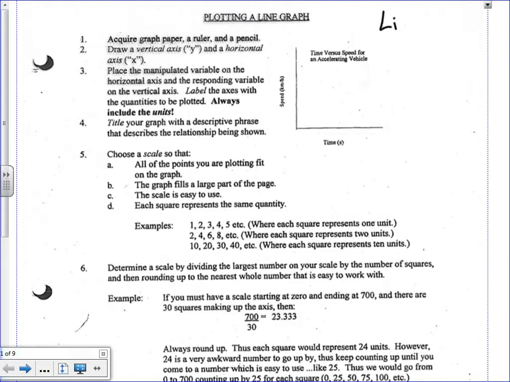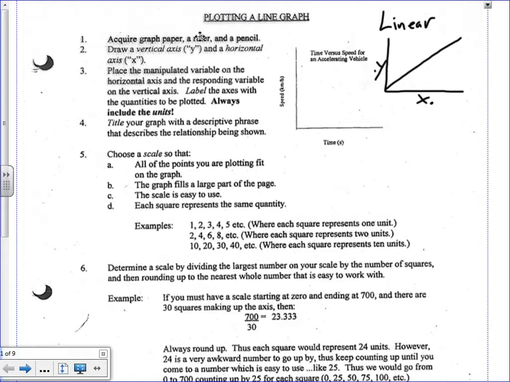We'll be looking at linear relationships. In a linear relationship, when your manipulated variable increases, your responding variable also increases, and usually does so by a similar factor. So a linear graph would look like that. Remember that this is the x-axis here and this is the y-axis. Manipulated variable always goes here. Responding variable always goes on the y.